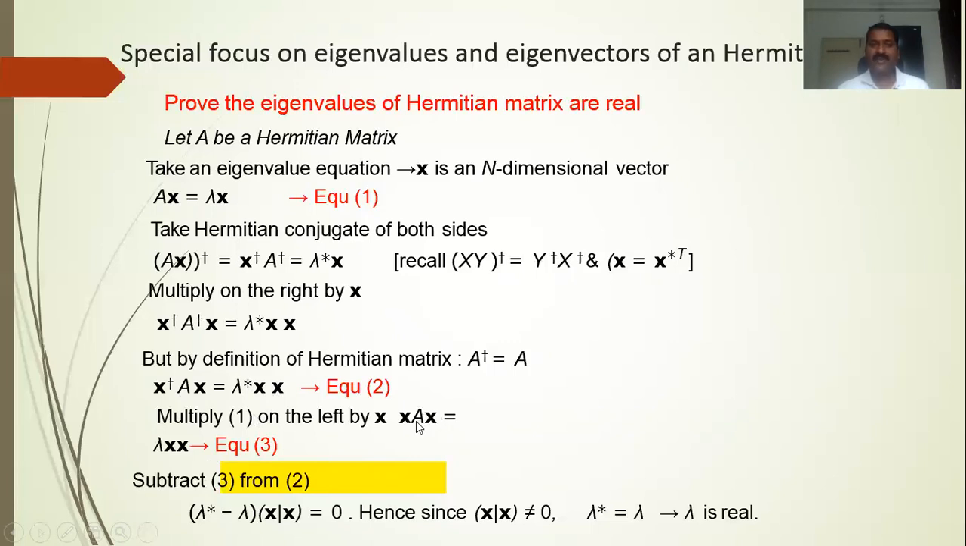Then we know Ax = λx. And finally, doing some algebra, you get (λ conjugate − λ) times this. This is nothing but the inner product of x and x. That shouldn't be 0. If it becomes 0, it implies that x is orthogonal to itself, which is an absurdity. So λ star minus λ should be 0, which implies λ star equals λ. That happens only if λ is real. So the eigenvalues of a Hermitian matrix are always real.